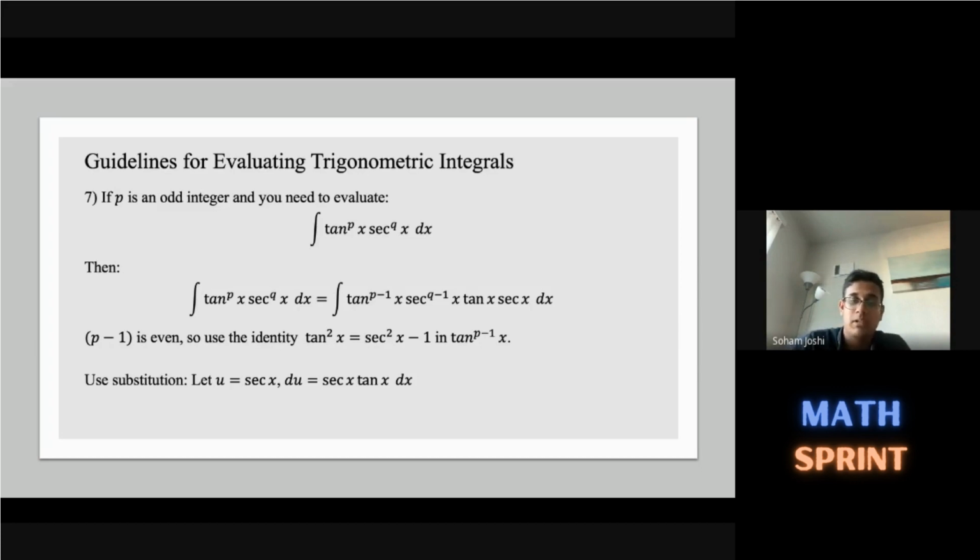Now we use u substitution. We let u be equal to sec x, differentiate u with respect to x, rearrange the terms, and we get du = sec x tan x dx.